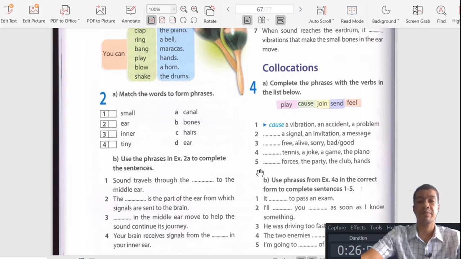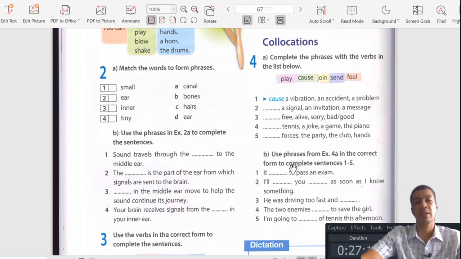And for number 5, we use forces, the party, the club, and hands. The correct verb to use in this case is join. Right? We join forces, we collaborate when 2 or 3 teams join together to make a stronger team. Alright, we call it join forces.